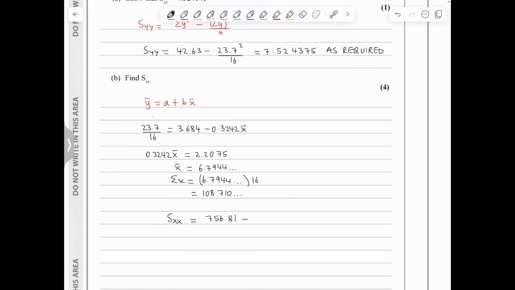756.81, minus the sum of the x all squared divided by the number of observations, which is 16. This gives an answer of 18.184... which correct to three significant figures turns out to be 18.2.